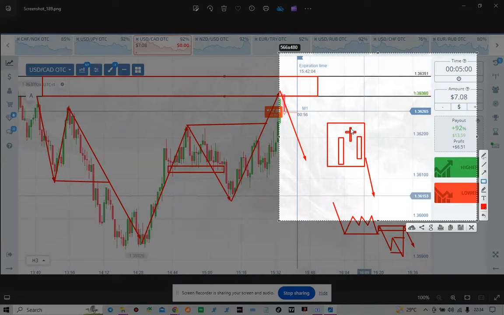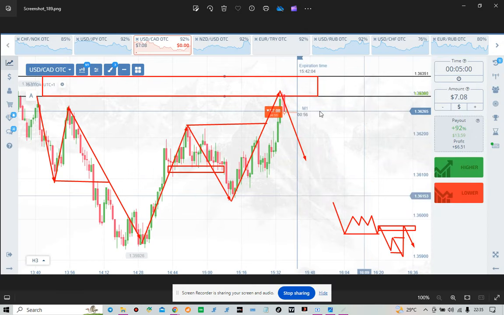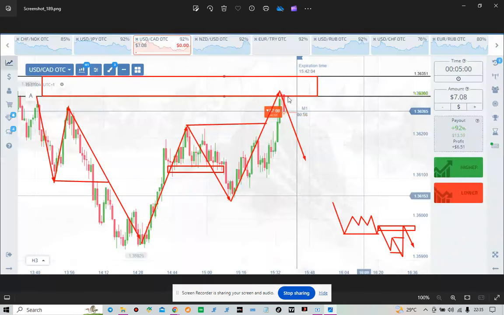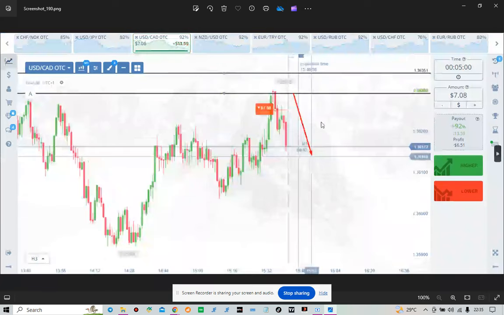The pattern can also have a shooting star candle here or a spinning top candle. But in this case, it's a doji candlestick. I see a doji candlestick, so I enter the trade. Immediately the next candle formed. So I think I won the trade. Yes, I think I won the trade.